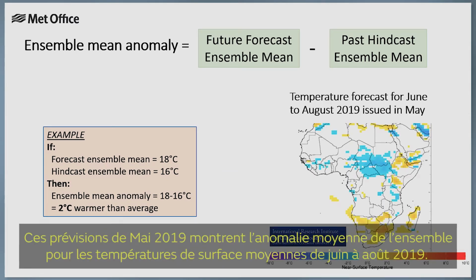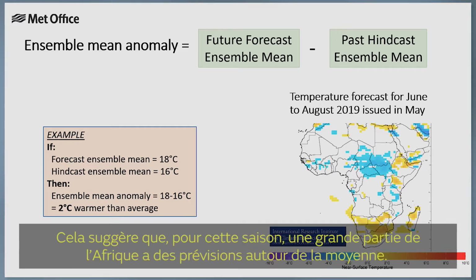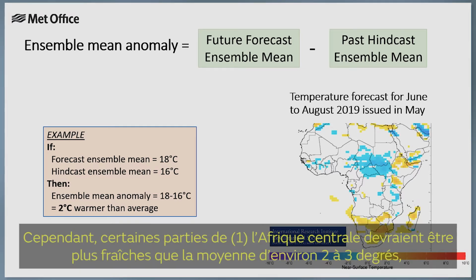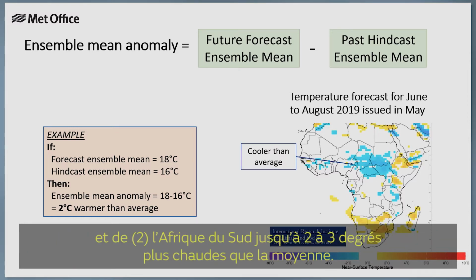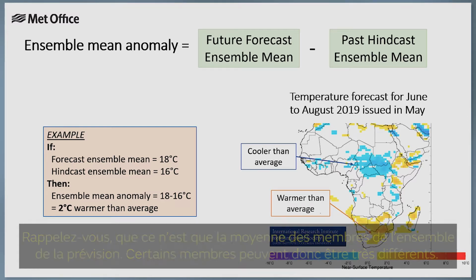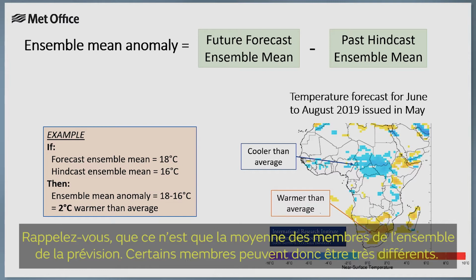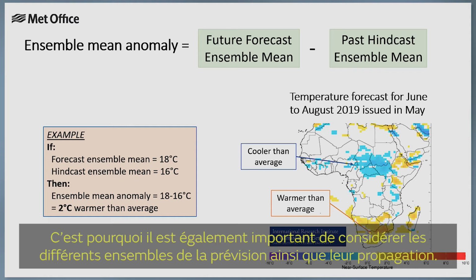This forecast shows the ensemble mean anomaly of surface temperatures averaged over June to August from an ensemble forecast issued in May 2019. Here, the output suggests that for this season, much of Africa is forecast to be around average, although parts of Central Africa are forecast to be cooler than average by about 2 to 3 degrees, and parts of South Africa are forecast to be up to 2 to 3 degrees warmer than average. Remember that this is just the average of the forecast ensemble members. Some members can be very different, therefore the spread of possible forecast outcomes is also important to consider.